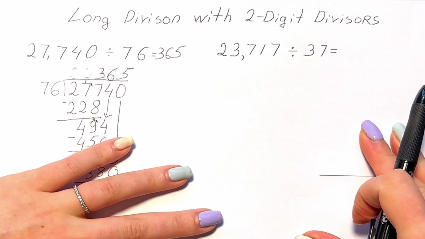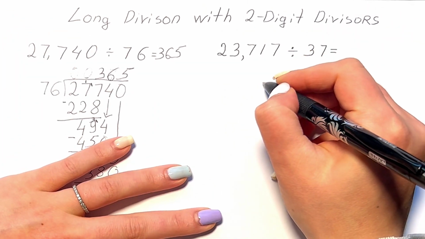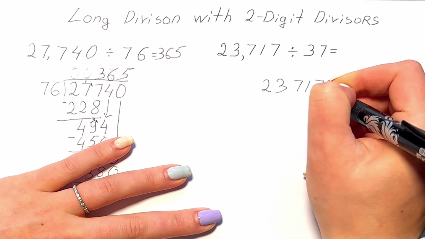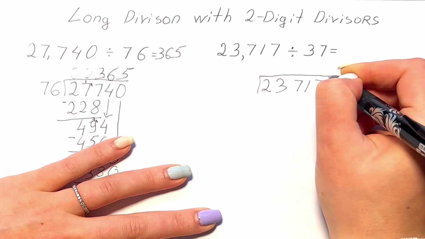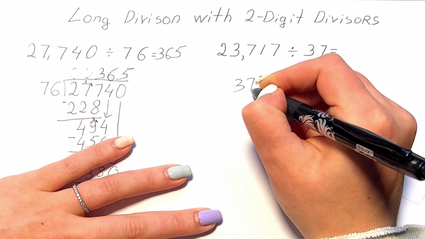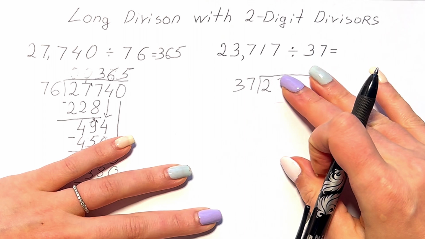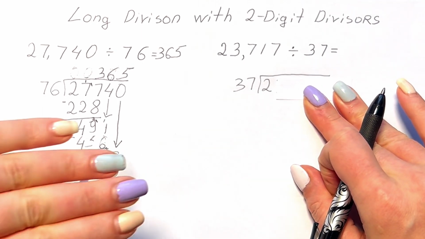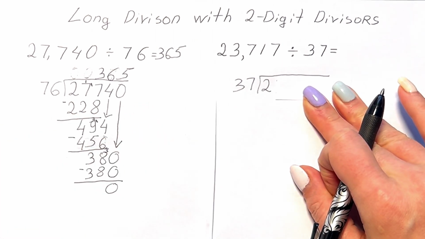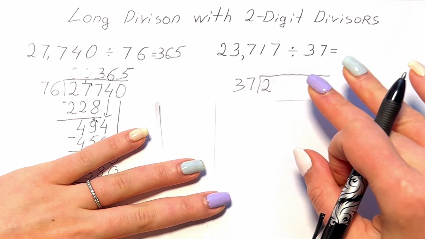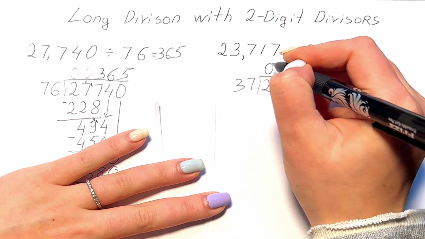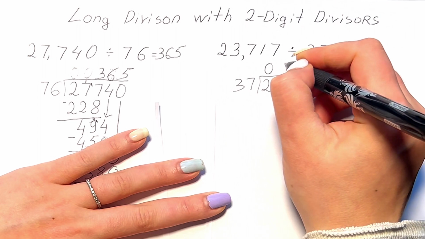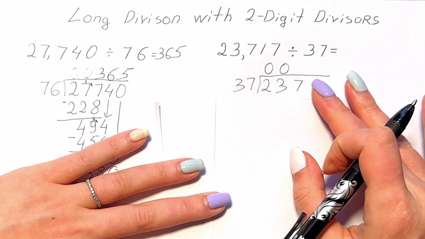Okay, 23,717 divided by 37. Okay, the same way, we will divide digit by digit. So 37 goes to 2 0 times. I'm gonna bring the next digit. 37 goes to 23 0 times. I'm gonna bring the next digit.